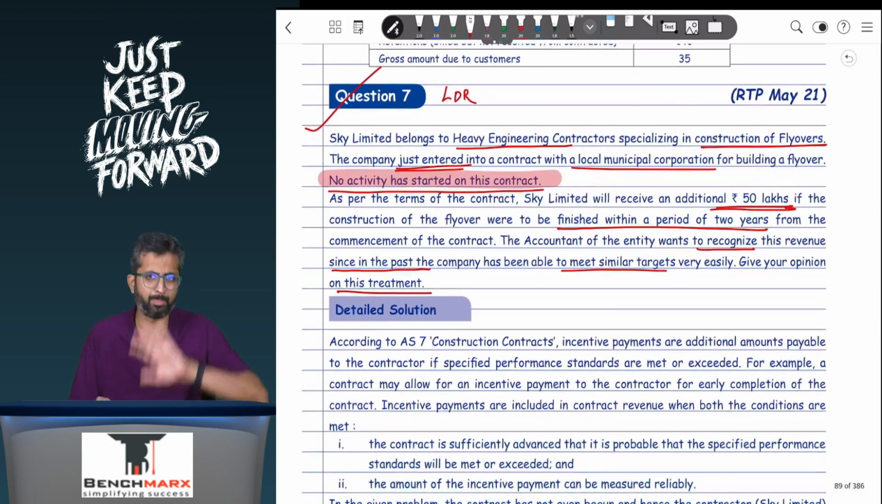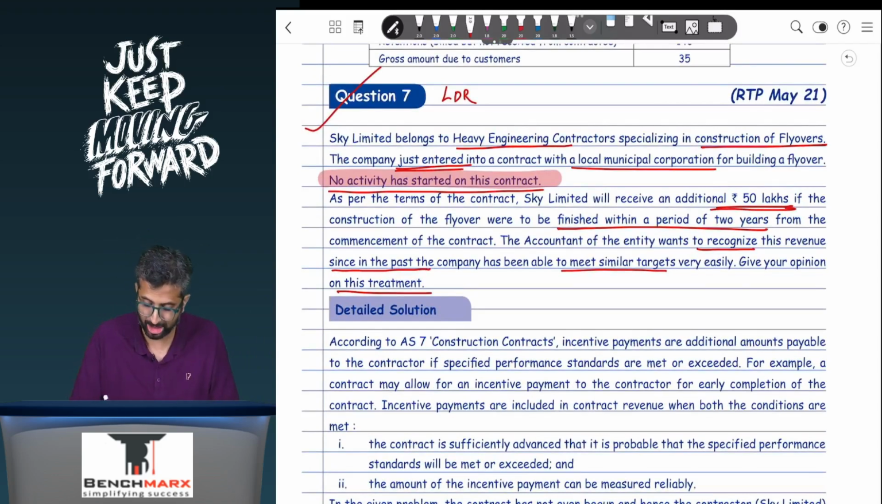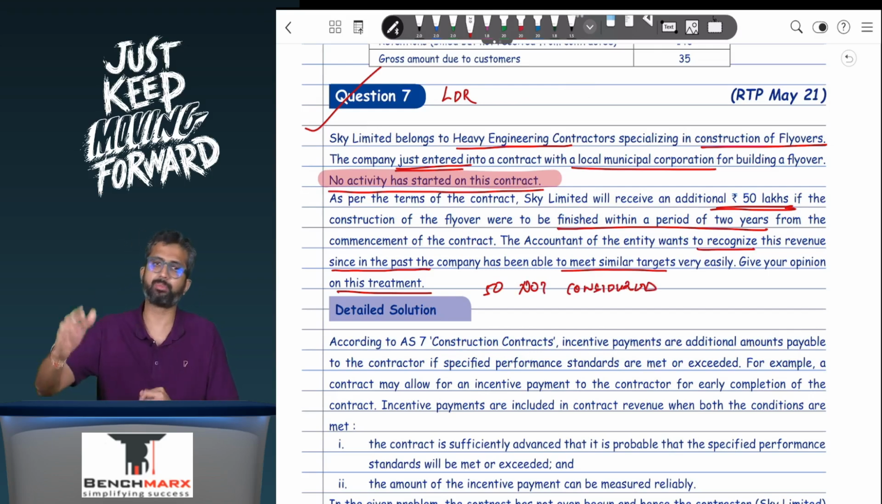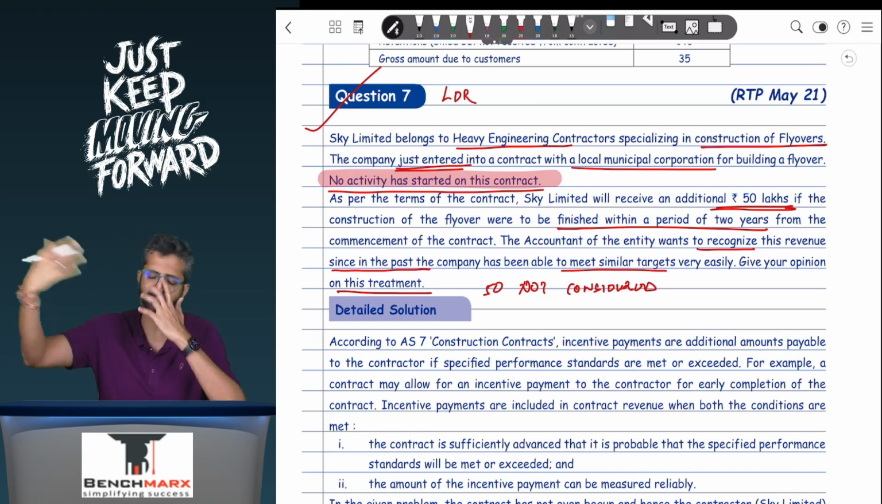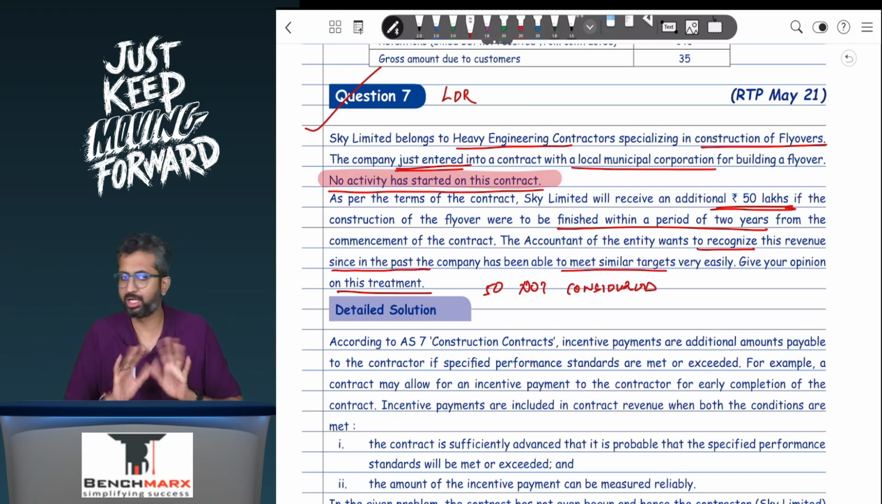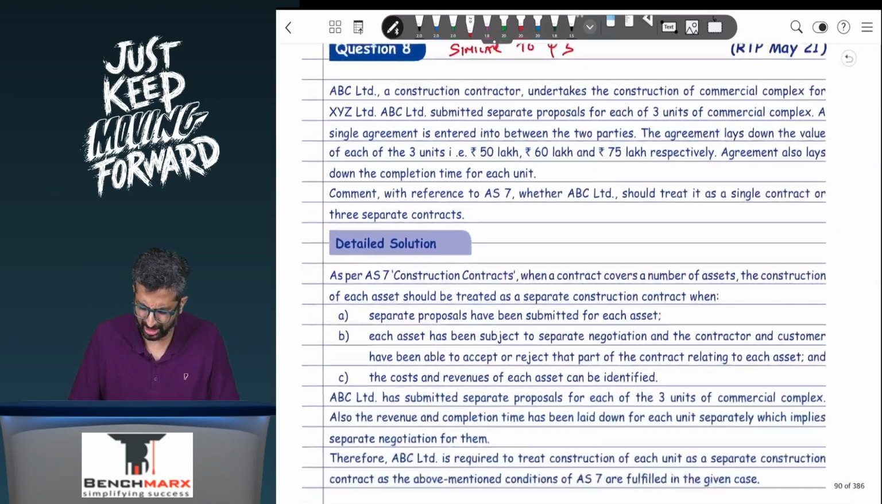In this case, the past experience does not matter. Your project has to be sufficiently advanced, which it is not, and hence the 50 lakhs is not considered in the project revenue calculation till the time the project is at a sufficiently advanced stage. If it is at a sufficiently advanced stage, that is 90-95% complete, then you can add it, but not currently. That is question 7. Now 8 and 9 are similar.